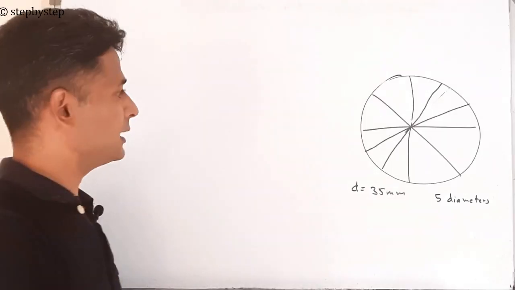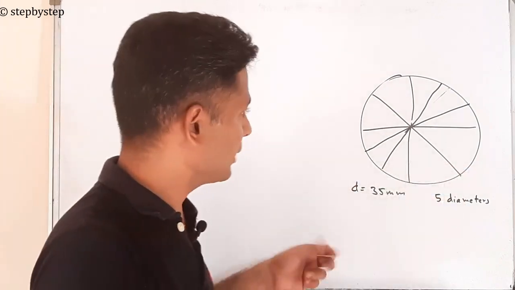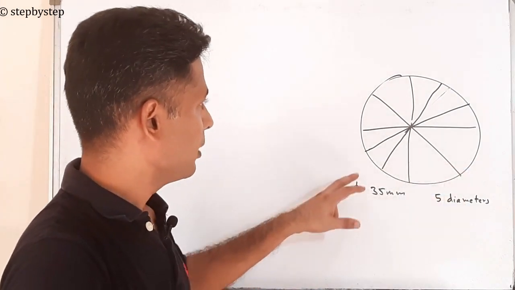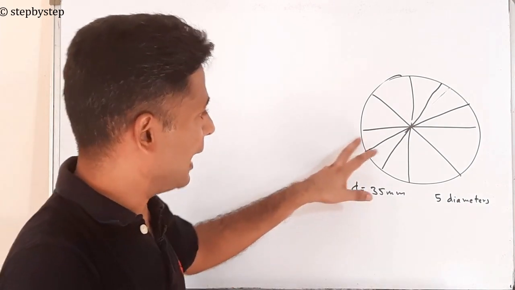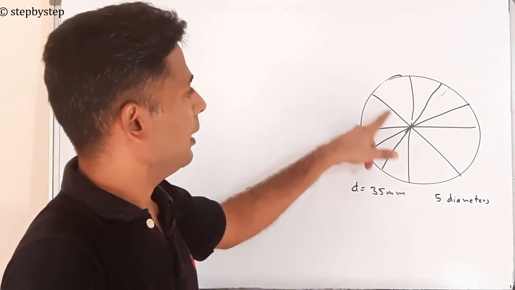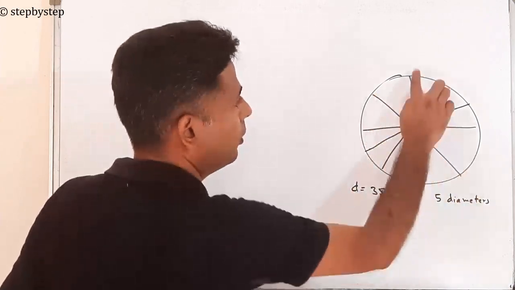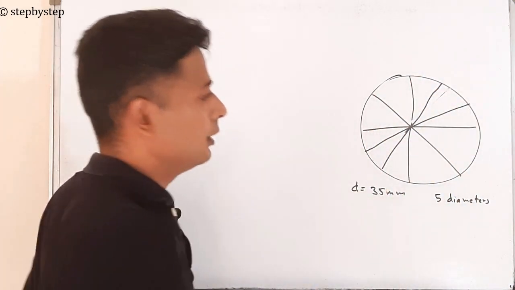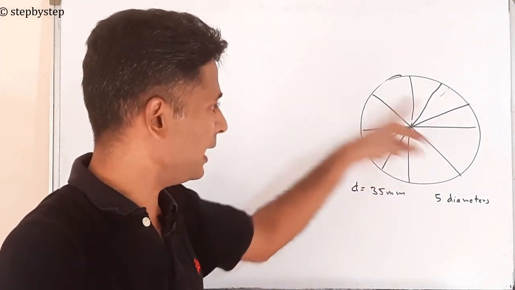Alright guys, now the next question, they have said a silver brooch is made using some silver material. The diameter of the brooch is 35 mm, alright, and it has 5 diameters in it. That is what they have said, 1, 2, 3, 4, 5. So what is the length of silver thread you will need to make this brooch?